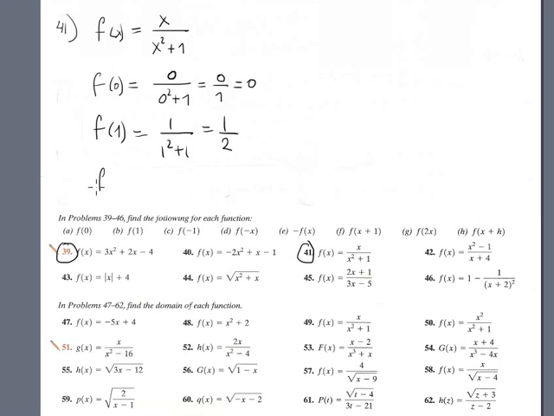Now negative 1. f evaluated at negative 1 is negative 1 over negative 1 squared plus 1. In the top we have negative 1. In the bottom we have negative 1 squared is positive 1, plus 1 is 2. It's negative 1 half.